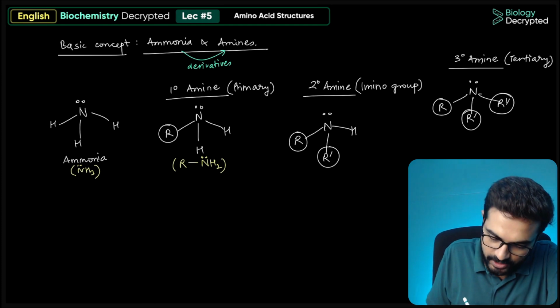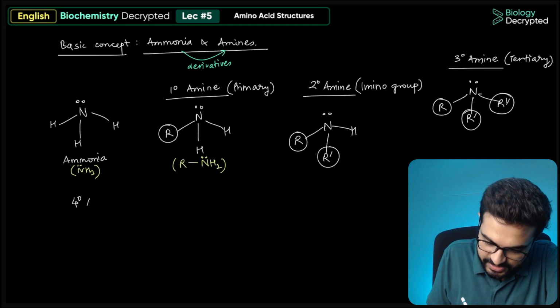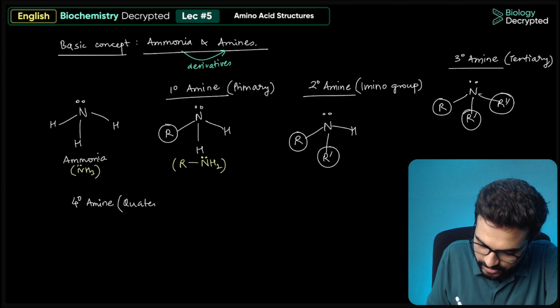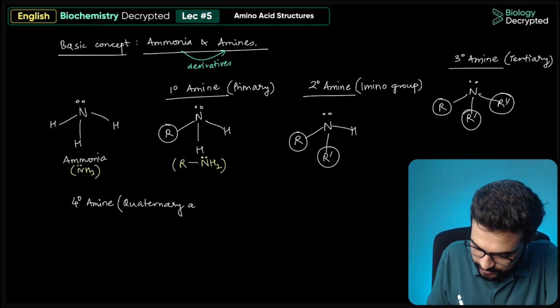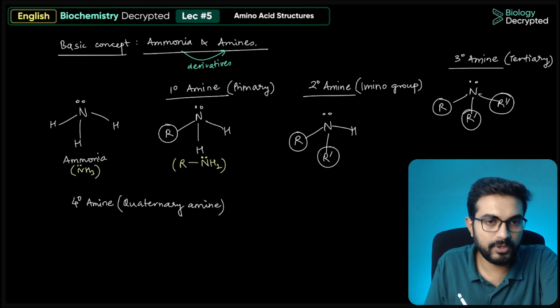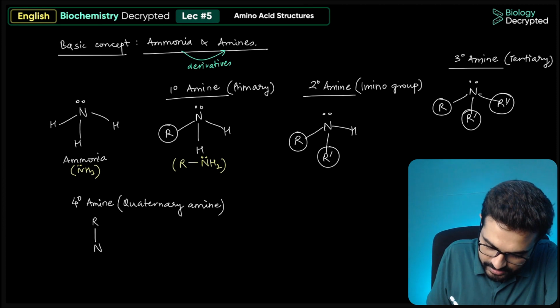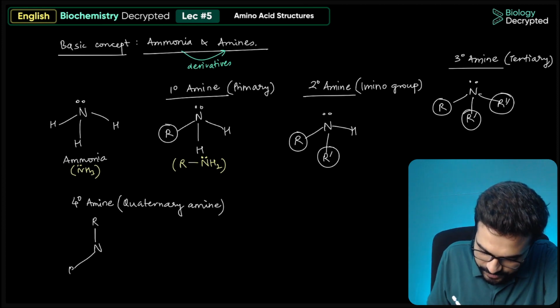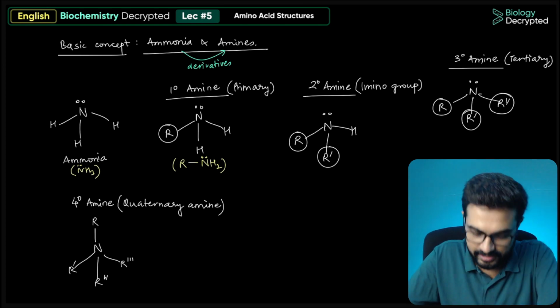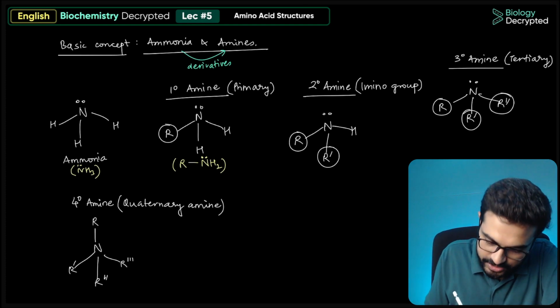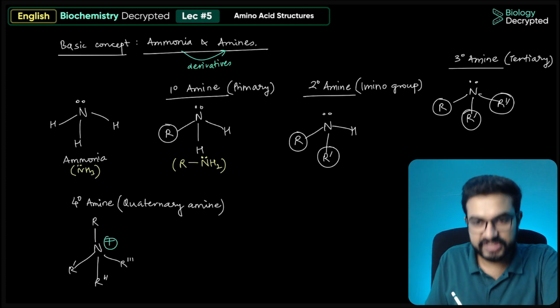Now let's talk about the quaternary amine. If you're talking about a quaternary amine, nitrogen is bonded to 4 different R groups: R, R dash, R double dash, and R triple dash. This is how 4 different R groups are attached. Nitrogen has an overall positive charge.